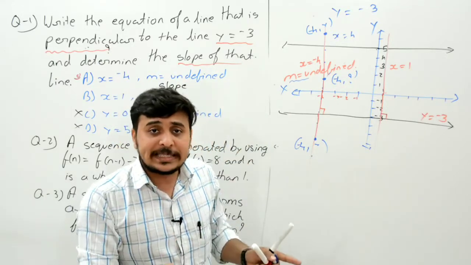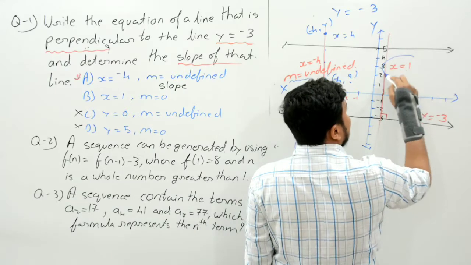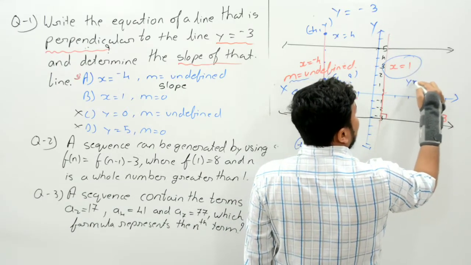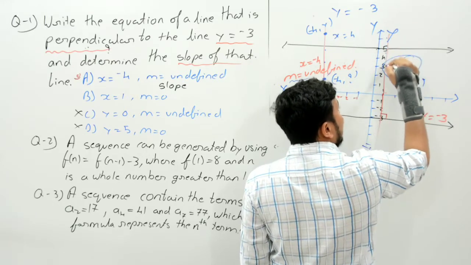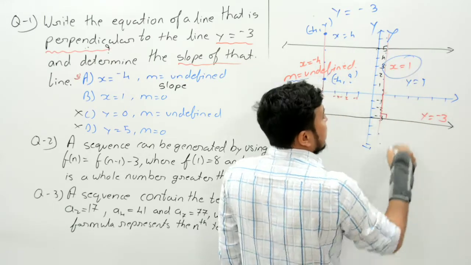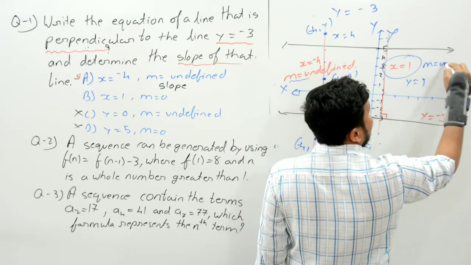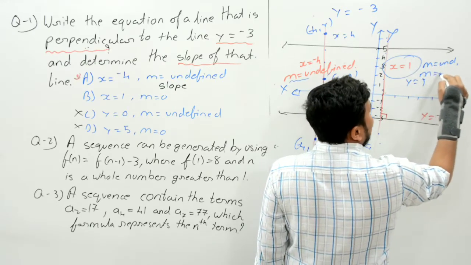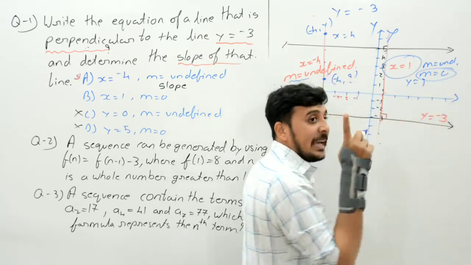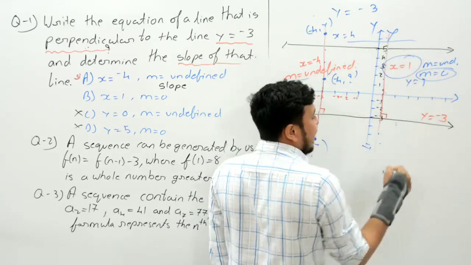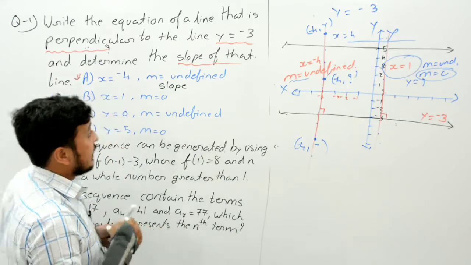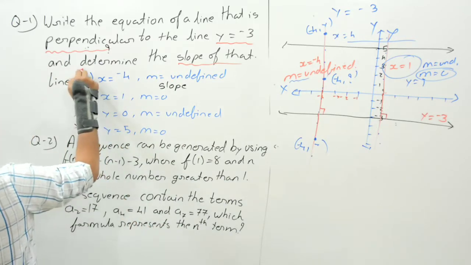If the y coordinates are the same, then it is a horizontal line. For x equals 1, all the x coordinates are the same, so here also m should be undefined, but here it is given that m equals 0, and when m equals 0, it should be parallel to the given line. So the correct answer is A.